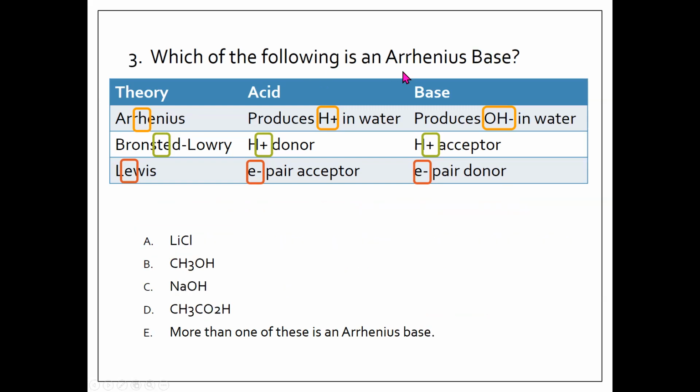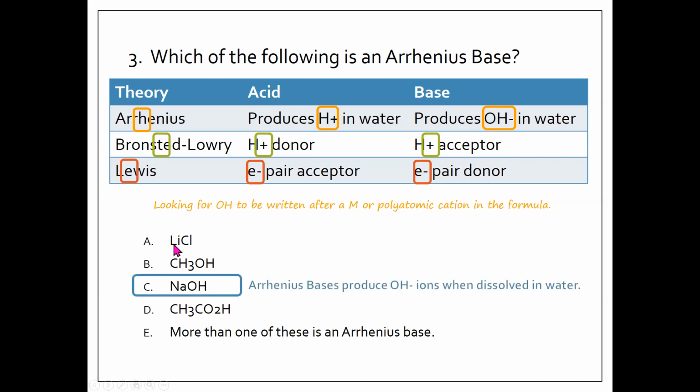Now in 3, we're looking for the Arrhenius base. So if we go through the options here, we're looking for an OH to be written after a metal or polyatomic cation in the formula. In the first option, we've got lithium chloride, so that's an ionic salt, it's neutral. The second one, we have CH3OH, so that OH is bound to a carbon, which makes this an alcohol. In this case, that OH is not a hydroxide, it's an alcohol because it's attached to a carbon. But with C, the OH is attached to a metal or a polyatomic cation, and that's going to make this a base.